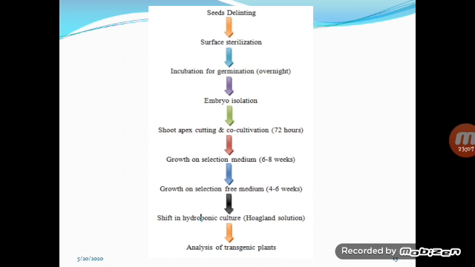Then grow on the selection free medium. Selection free medium is actually free of kanamycin and cefotaxime. Grow for 3 to 4 weeks, or 4 to 6 weeks. Then shift these plants onto hydroponic culture, or you may grow them in soil in pots. Finally, these plants can be used for analysis. These are the different steps involved in plant transformation.